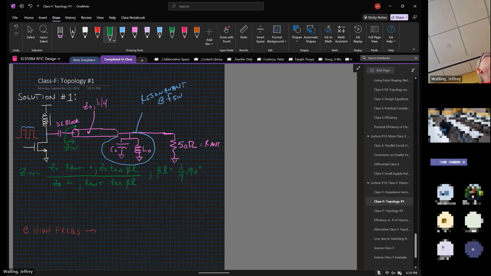Yeah, Sean. Would it be R out times Z naught? Yeah, sorry, there we go. Okay. Tangent of 90 degrees blows up, so we get infinity over infinity. We take L'Hopital's rule, and ultimately you can show that this is equal to Z0 squared over our R antenna.